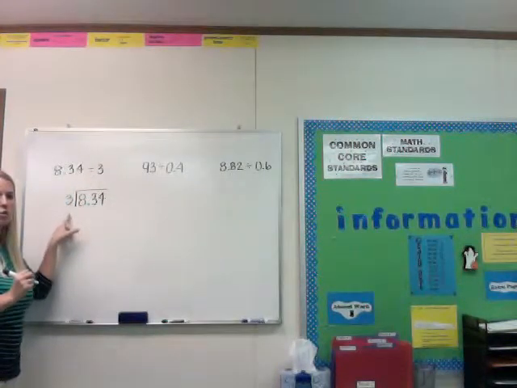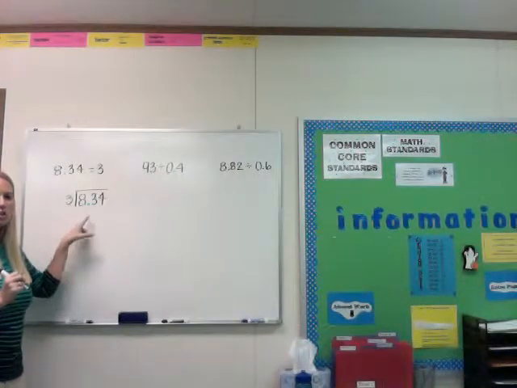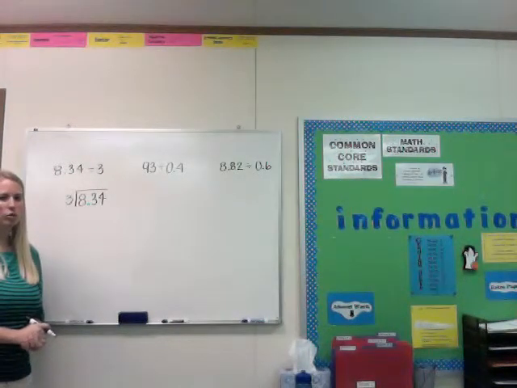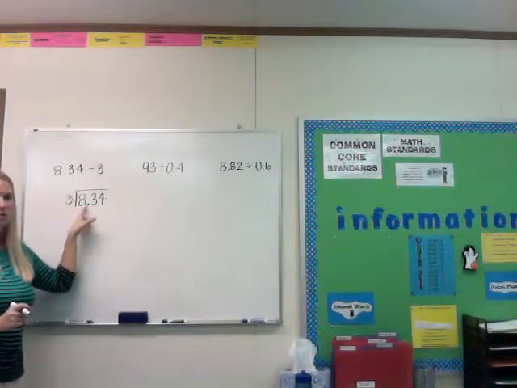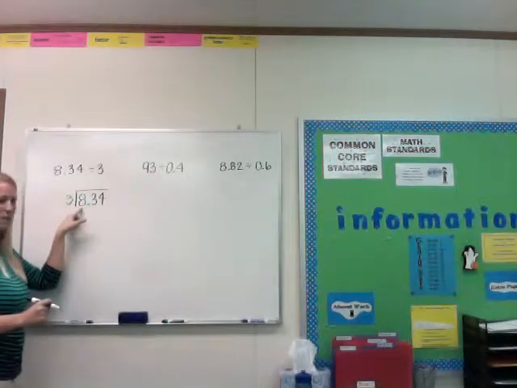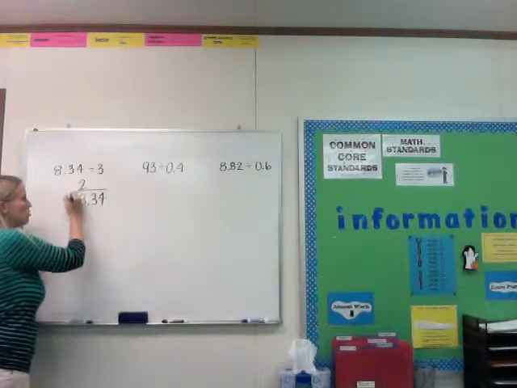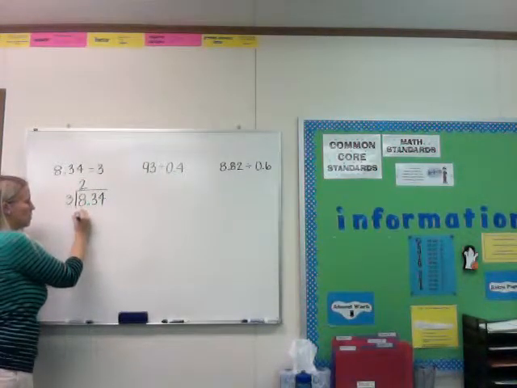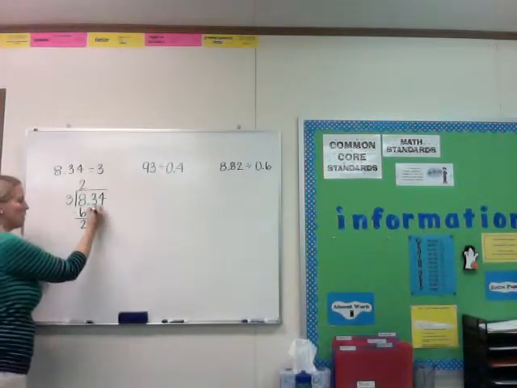So since our divisor is a whole number, we can just go ahead and divide like they are two whole numbers. At first, you're going to totally forget that the decimal is there. Pretend it is not there and just divide. So 3 goes into 8 2 times. 2 times 3 is 6, which gives me a remainder of 2. I'll bring down this 3.